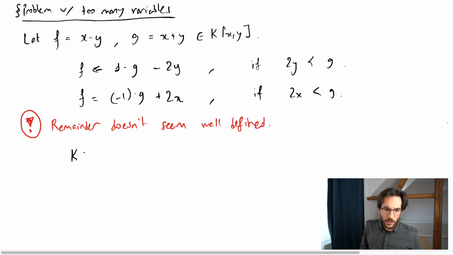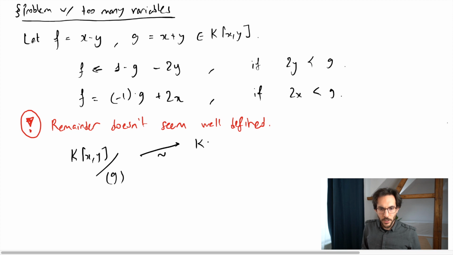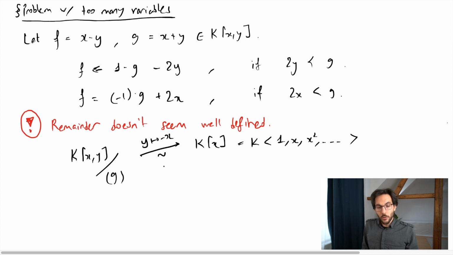That if I take k[x,y] and mod out by g, then I have two possible isomorphisms. I can cook up an isomorphism sending this polynomial ring to k[x] by sending y to minus x. So clearly y goes to minus x will annihilate the polynomial g. So this is a well-defined morphism and it's an isomorphism. So this is an infinite dimensional vector space if you want. But I could just as well do the other one by sending x to minus y.